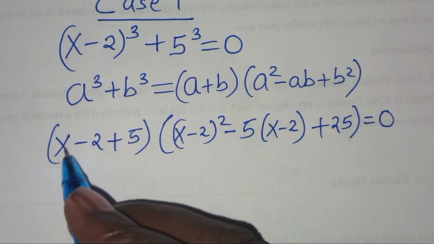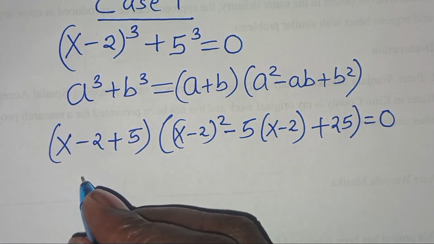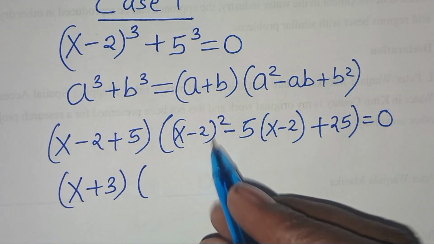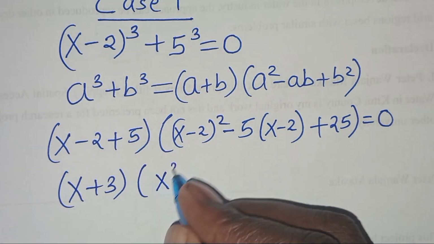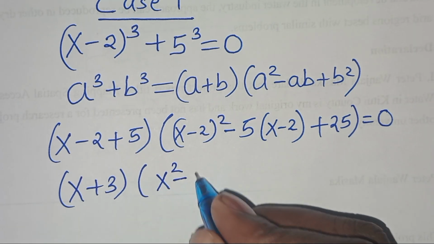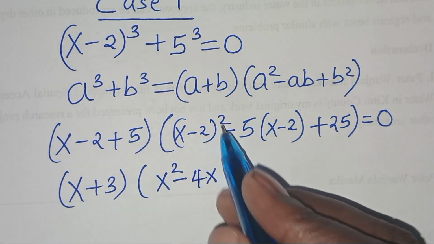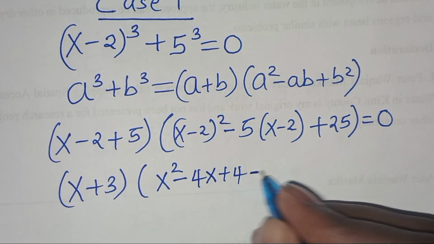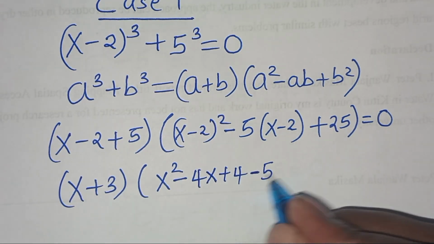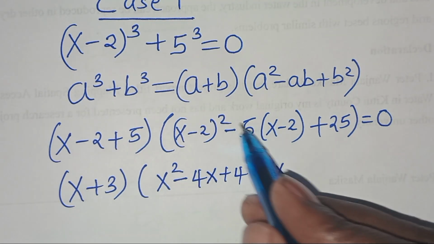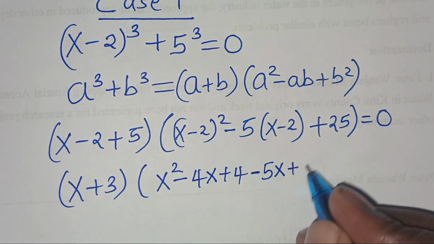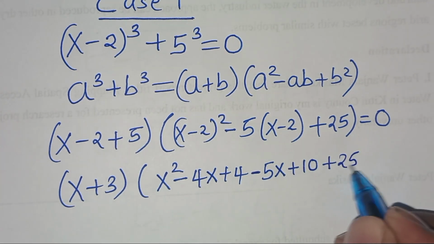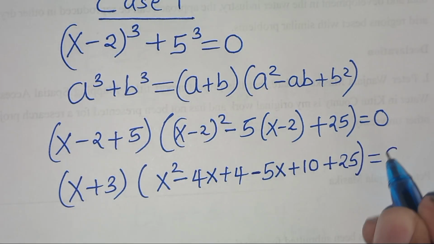Now the next step is that minus 2 plus 5, this is plus 3. And then here we have x squared minus 4x, minus 2 squared, this is plus 4. Subtract 5 times x, this is 5x. Minus 5 times minus 2, this is plus 10. Then plus 25. Close the bracket here. This is equal to 0.